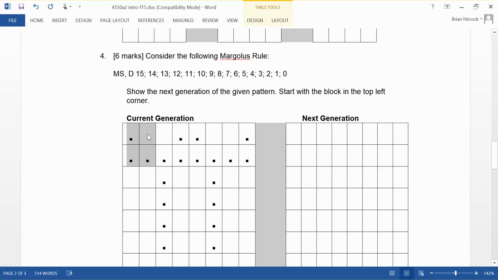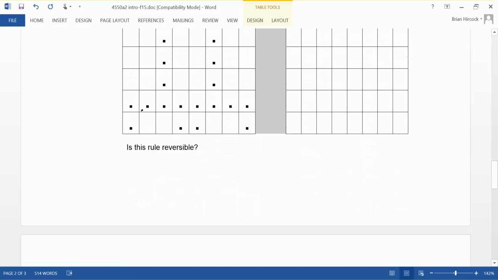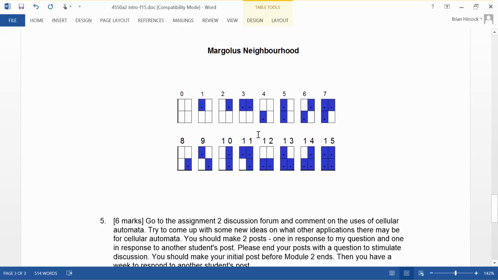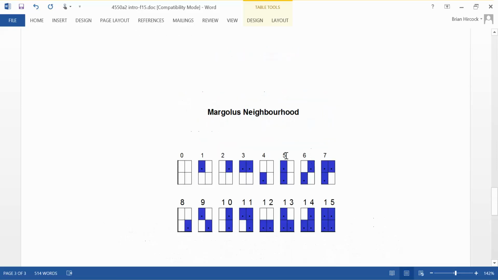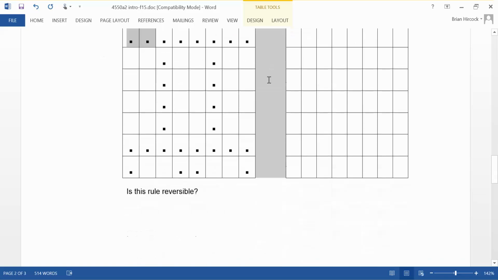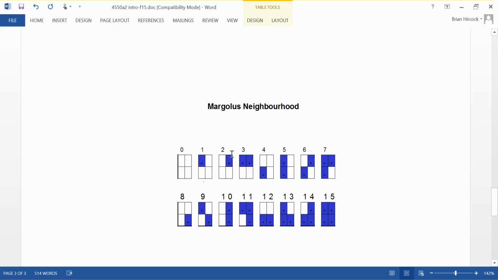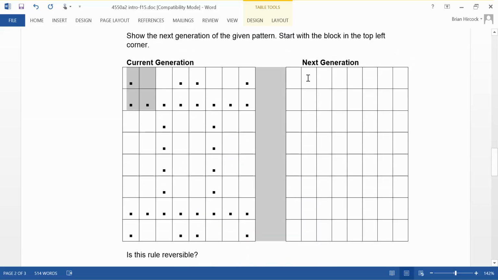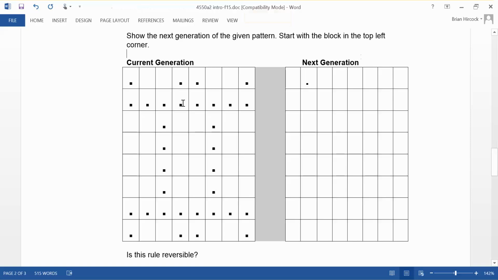So let's look at this cell in the corner. We've got these 3 on. So if you come down here, this is it here, this is 13. So we come back to our rule set to see what 13 changes into. We've got 0, 1, 2, 3, 4, 5, 6, 7, 8, 9, 10, 11, 12, 13. 13 changes to 2. So we see what 2 looks like. This is 2. So the next generation, this cell is going to look like this. So just do that for all the other blocks and come up with the diagram for the next generation.